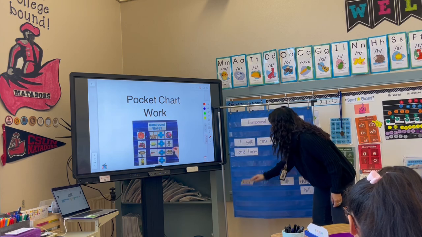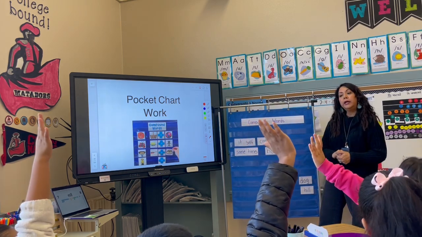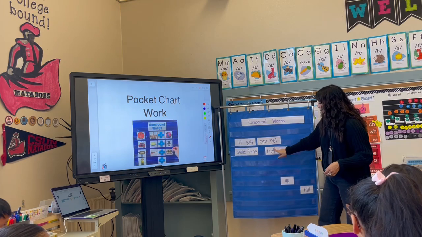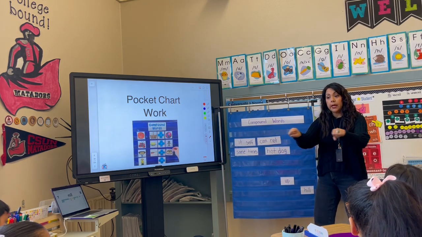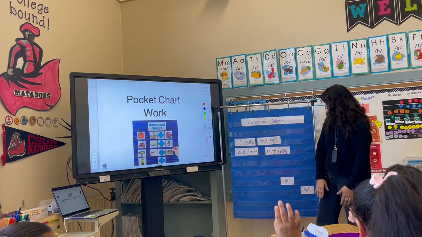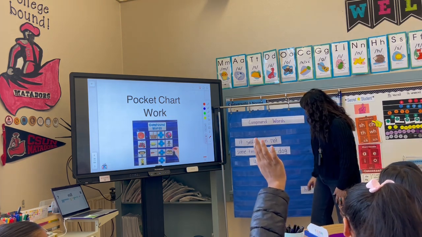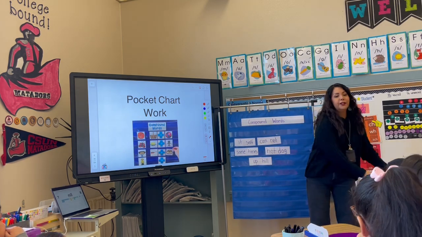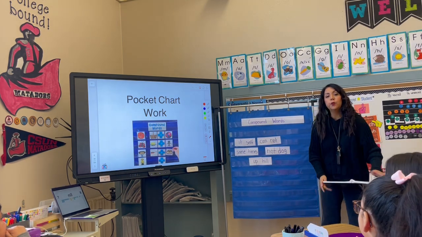Let's do hot. What would I combine with hot, Hemina? Dog. Excellent. Hot is a word, dog is a word. Combine it together, I got a whole new word, right? It makes a whole new word. Next one. Up, hill. Combine it. Uphill. Good job.